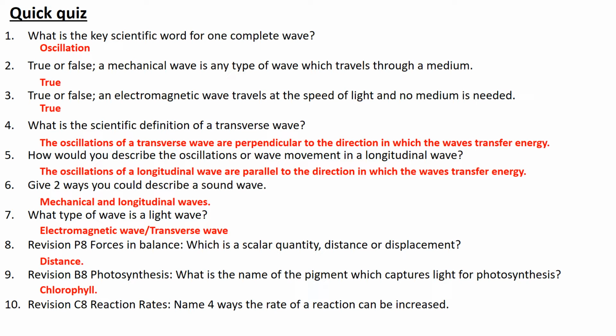Revision of C8, reaction rates. Name 4 ways in which the reaction rate can be increased. See how many you get. Use a catalyst, increase the temperature, increase the concentration, increase the surface area. Okay?